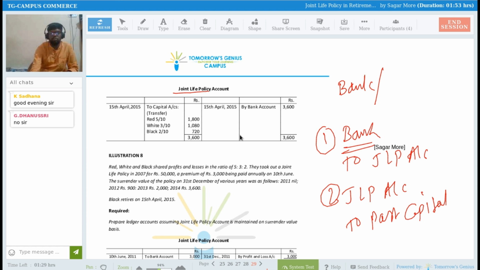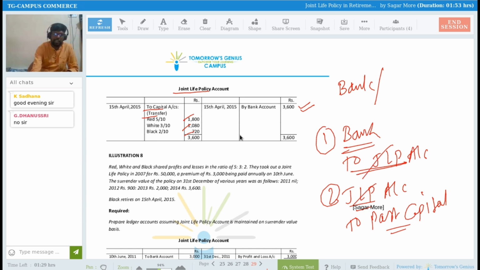First of all, they have received the money, so bank account debit to joint life policy account. See, 3,600 they have received, and now 3,600 they have distributed among partners. See here, to capital account transfer as per their profit sharing ratio, 1,800, 1,080, and 720. Understood? So you can pass a combined entry also.